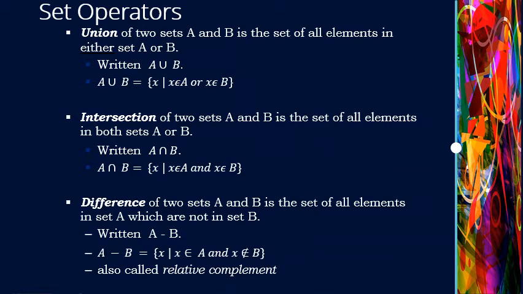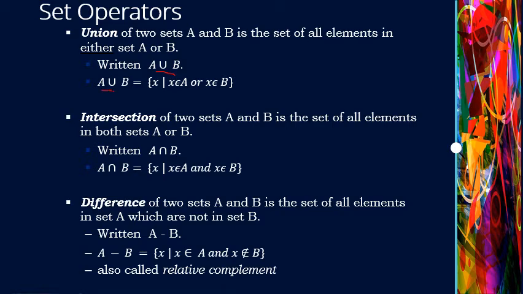Now we have set operators. Kinahanglan ta ni balaan tanan yung mga operations nga related sa sets. So we have first the union. Union of two sets A and B is the set of all elements in either set A or set B. So it has a symbol, the letter U. So union, letter U.